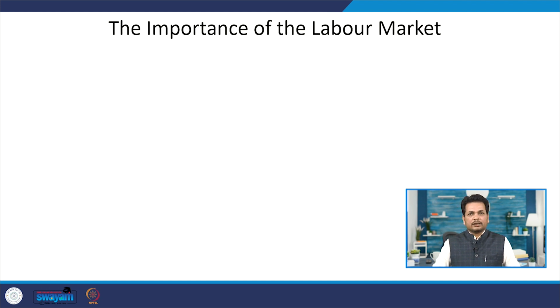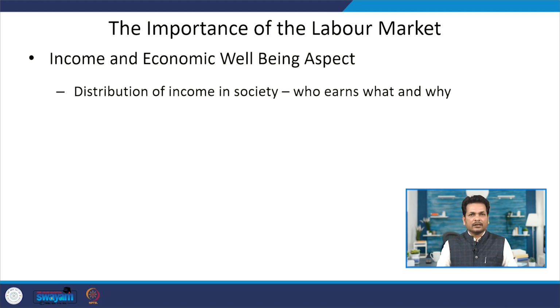What is the importance of the labor market? Why should labor economics be studied as a separate branch, a sub branch of economics? Because the labor market is the place that decides who earns what and why.